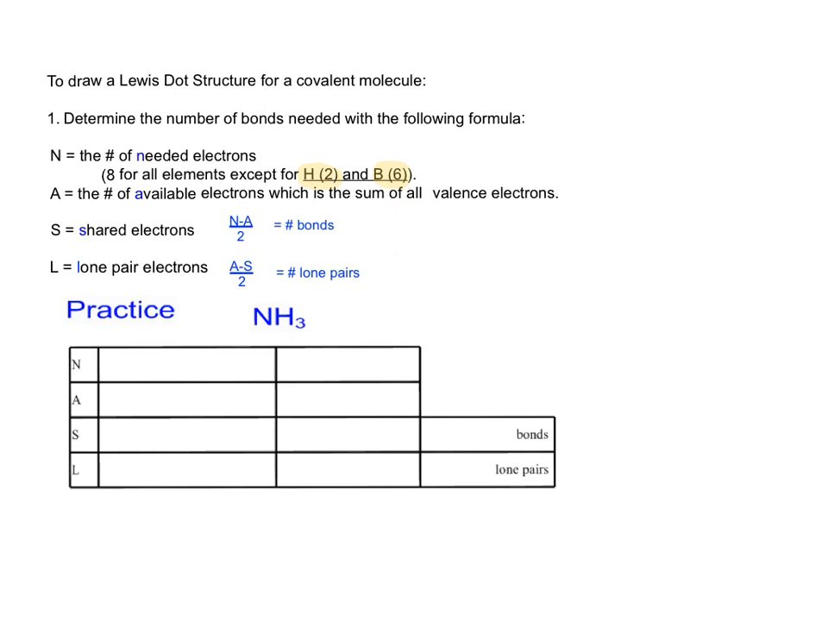And then the last step is your lone pairs. So it's saying, hey, here's how many I have available. Let's subtract how many we just said are going to be involved in bonds, the shared, and divide by two to get our pairs. So let's practice.